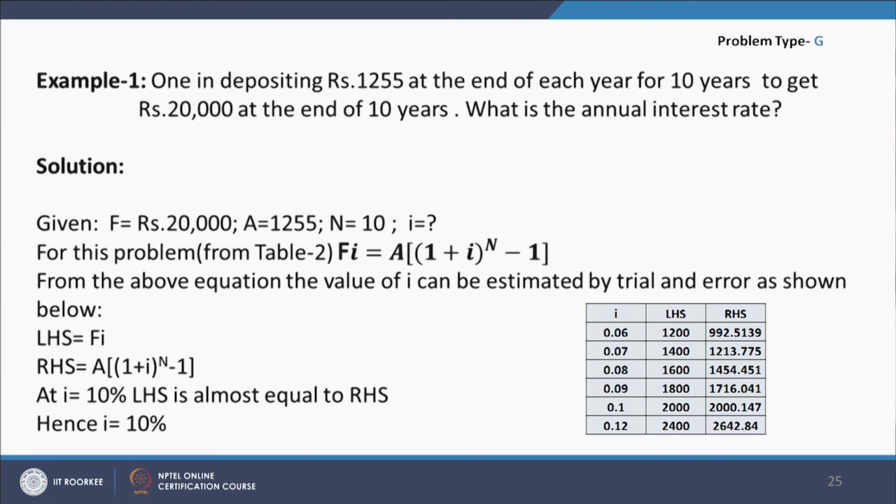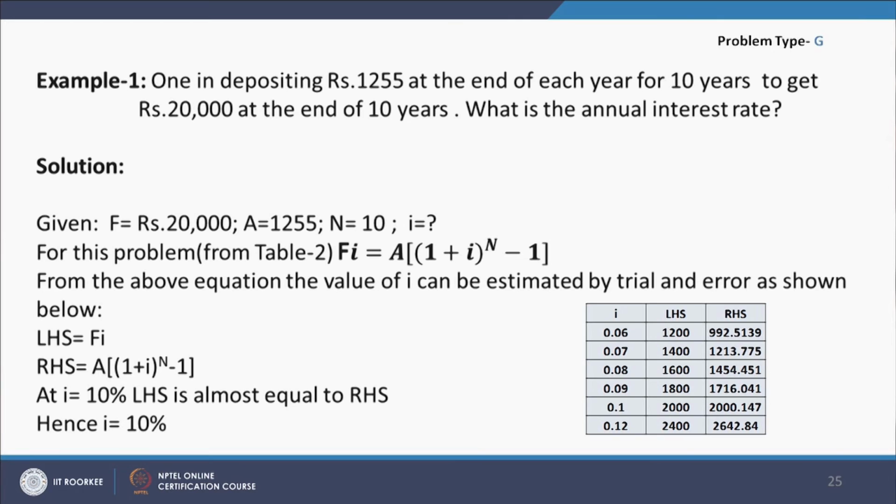Now, problem G. One is depositing 1,255 at the end of each year for 10 years to get rupees 20,000 at the end of 10 years. What is the annual interest rate? So, I had already told you that the interest rate problems will require the trial and error method. So, here F is given 20,000, A is 1,255, n is 10 and the I value is missing.